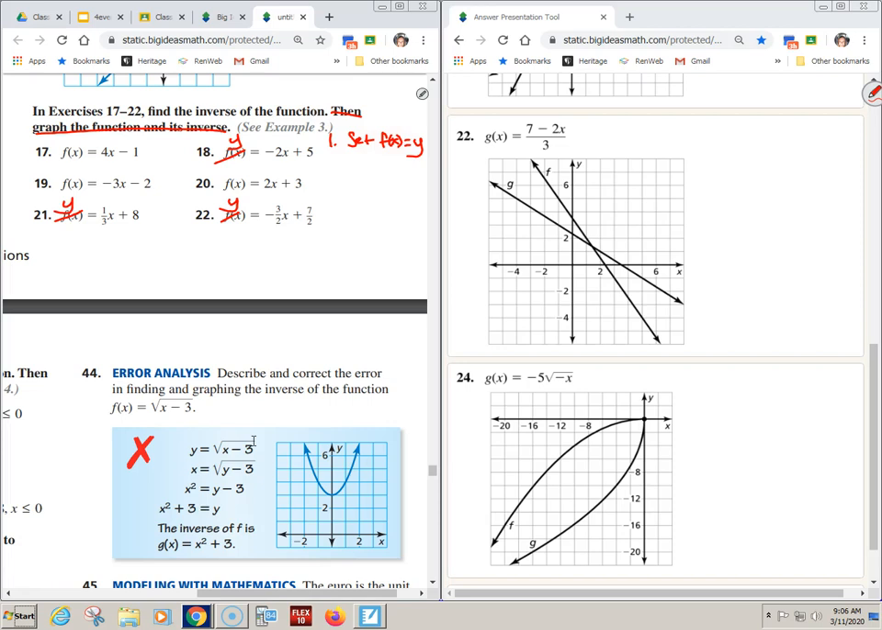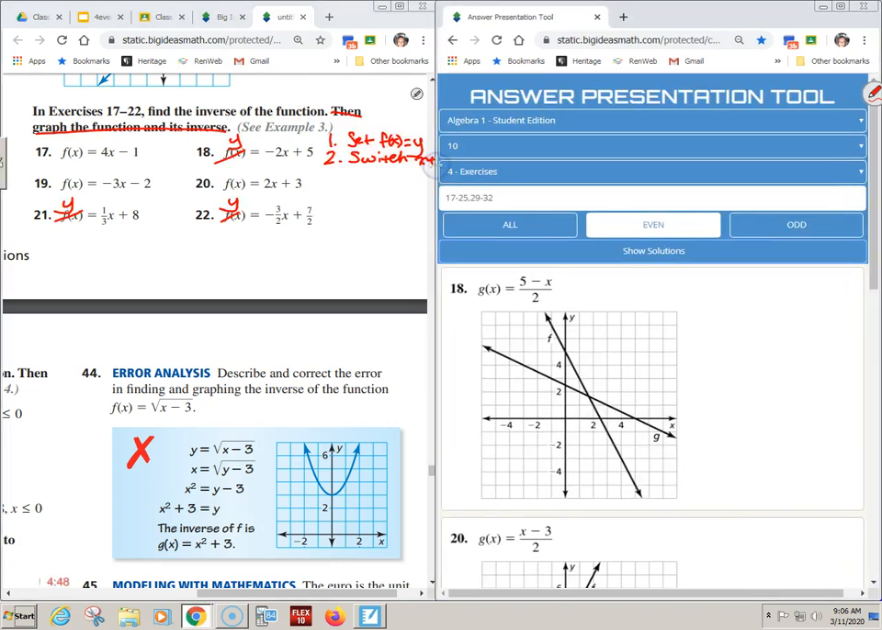Okay, what's step 2? Switch. Good. So for number 18, John, did you go ahead and take this guy off to the side? Let me go ahead and write that switch real quick. Switch x and y, right? We'll do it that way.